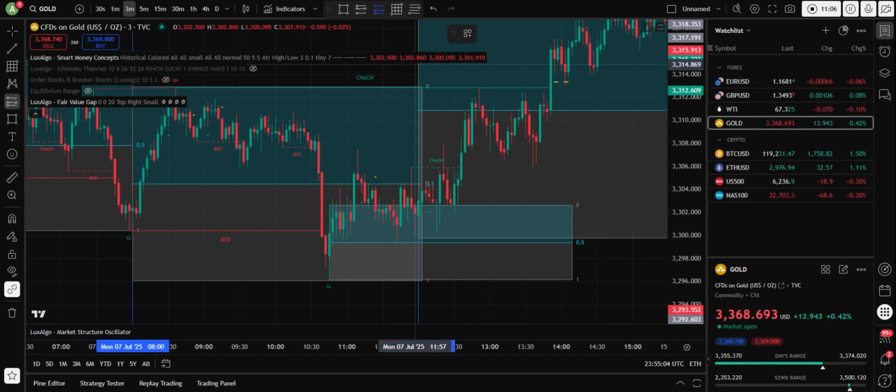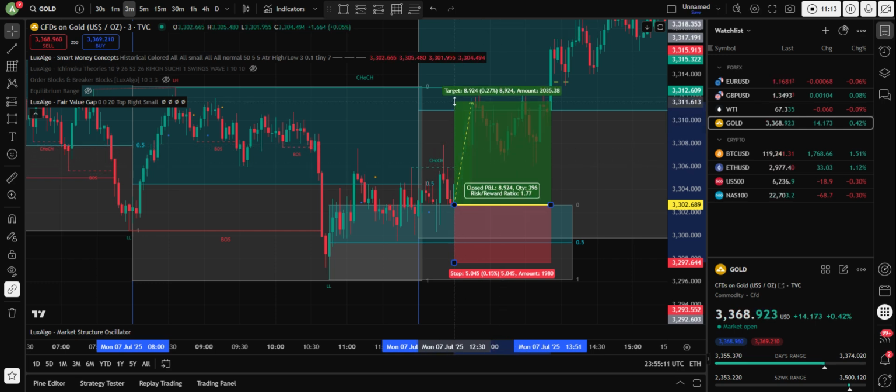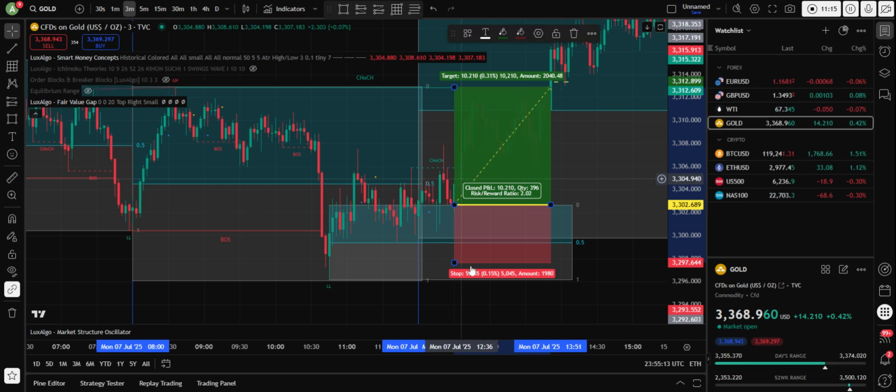Come on now. Come on now. This is it here. This is the entry here on this order block. Highs. Let's target this high. Where's your SL?